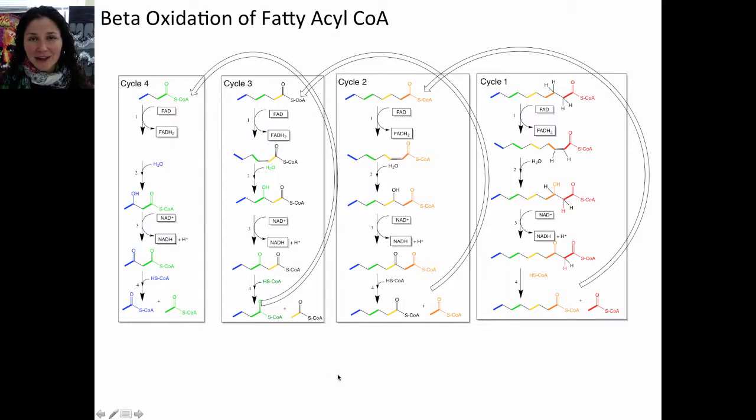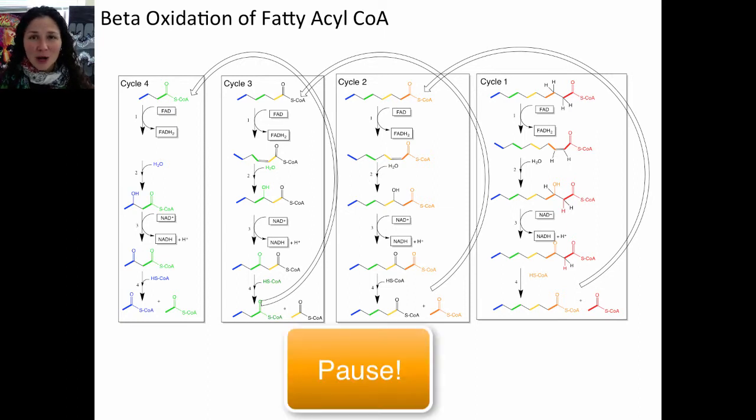In each cycle of beta oxidation, you also produce 1 FADH2 molecule and 1 NADH. Since we go through 4 cycles to metabolize this 10-carbon fatty acid, 4 cycles yield 4 FADH2 molecules and 4 NADHs. It also gives you 5 acetyl-CoA molecules. All of these things will be turned into energy through the citric acid cycle and oxidative phosphorylation at the electron transport chain. Pause the video now and answer the questions on this page of the activity and the next page.